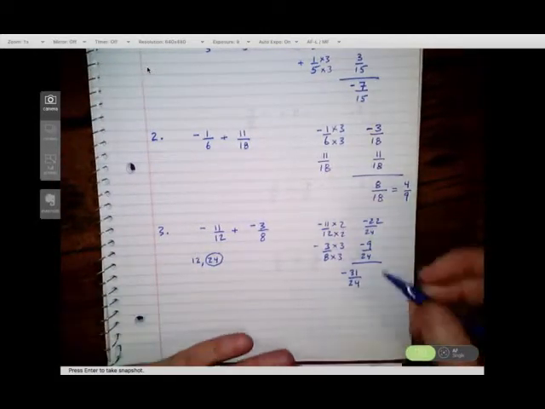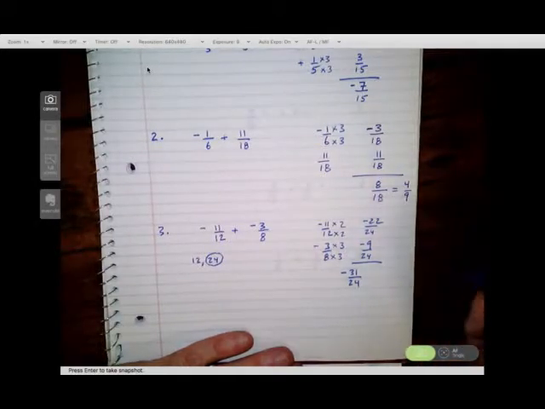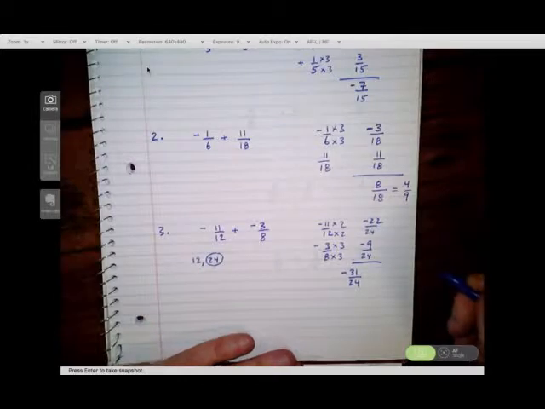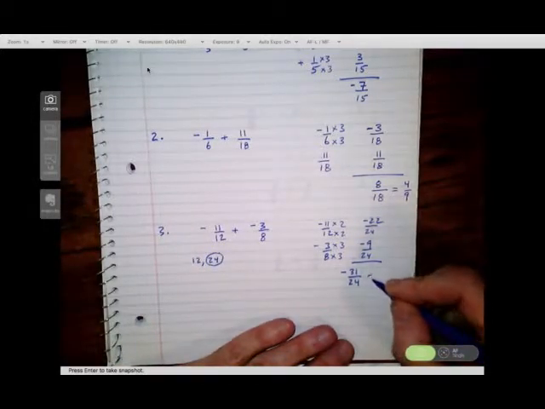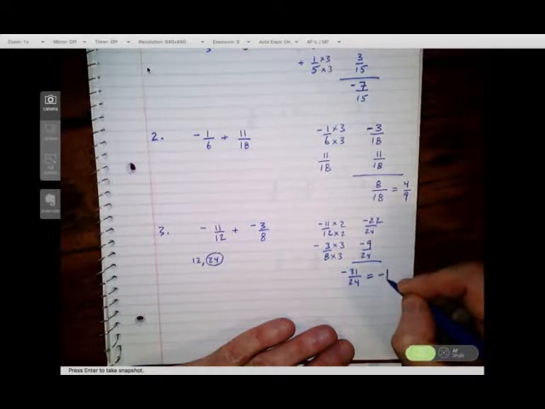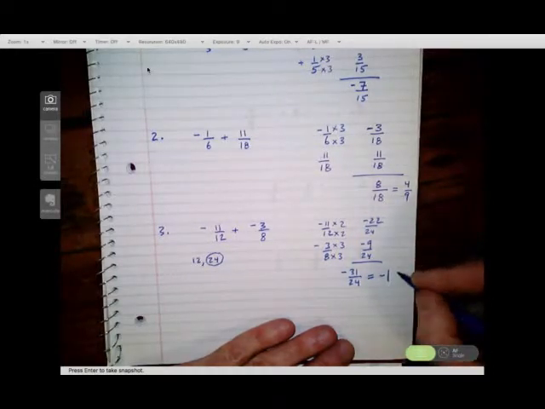Okay, now on the worksheet I gave you, they want mixed numbers. Usually if it's just me, I don't care. I like improper fractions better, but let's make that a mixed number. So 24 goes into 31 one time. So it'll be negative 1. And there's 7 left over. So it's negative 1 and 7/24.